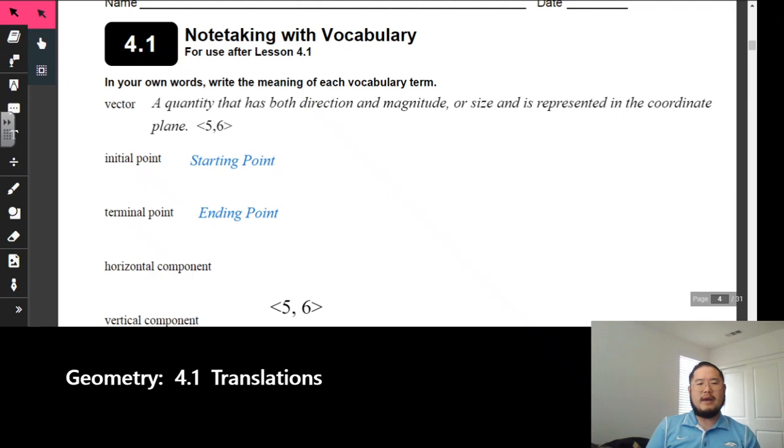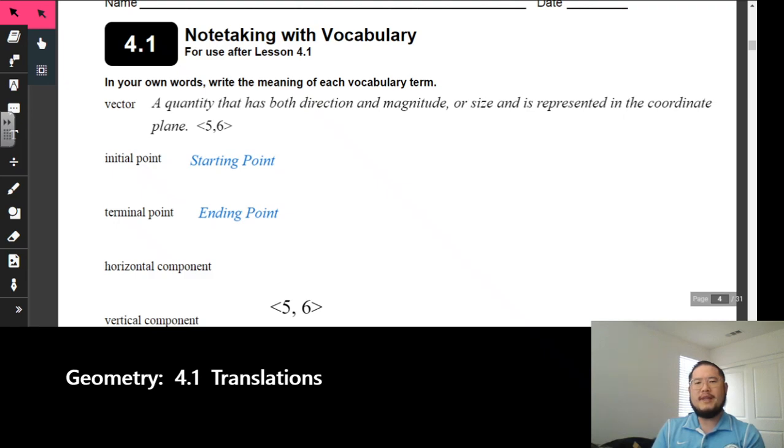Our first word that we have is vector, which is a quantity that has both direction and magnitude or size and is represented in the coordinate plane. So you may see a vector, as you can see right there. Instead of parentheses, we have the left and right caret, and inside of it is 5 comma 6. And I'll show you what that means coming up in a little bit. Let's go to our next term.